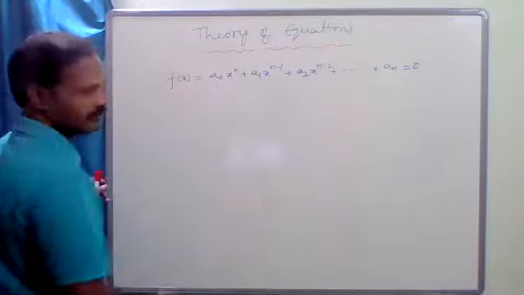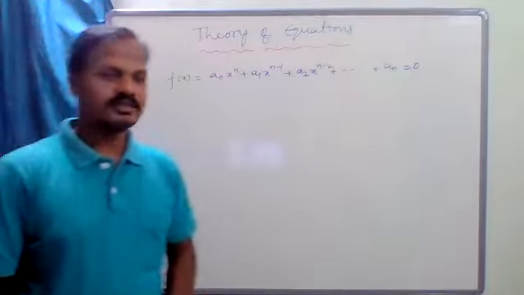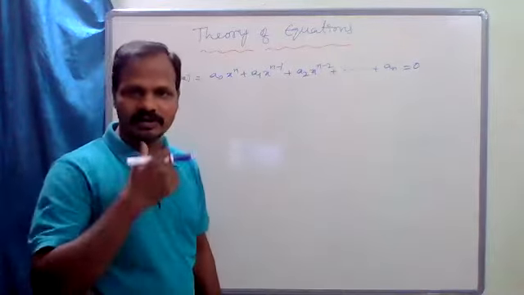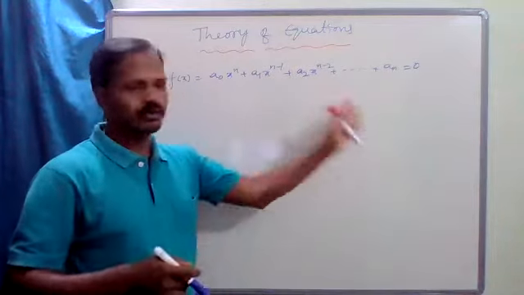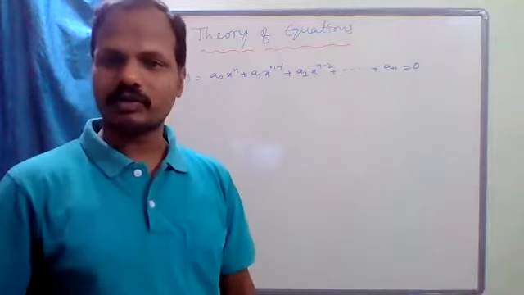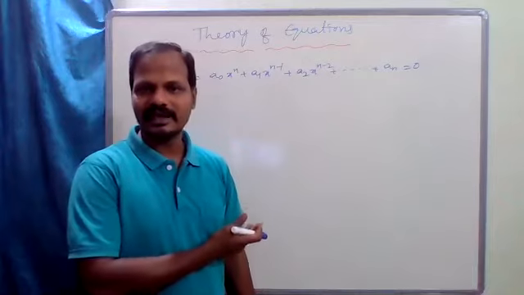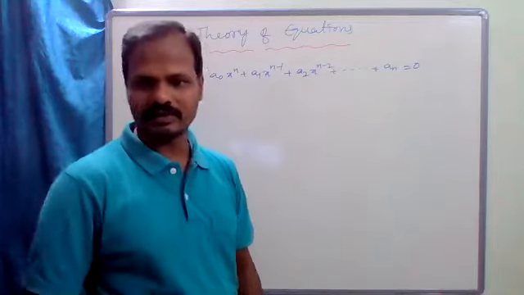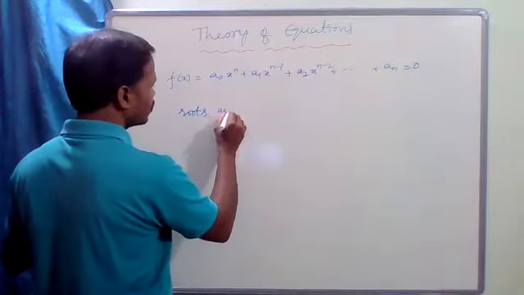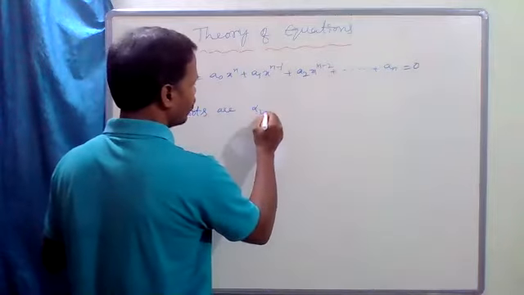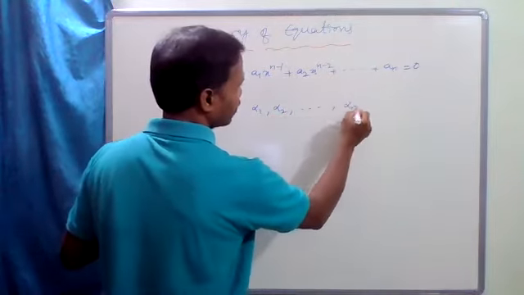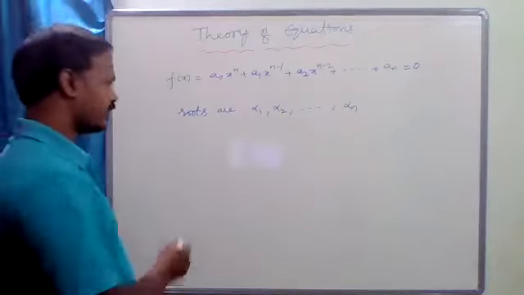Now, since it is a polynomial equation of degree n, it has at most n roots. Anyway, if all the coefficients, what are the coefficients? A0, a1, an. If the coefficients are real, then it has n roots. Okay? So let the roots be alpha 1, alpha 2, and so on alpha n. These are the roots.